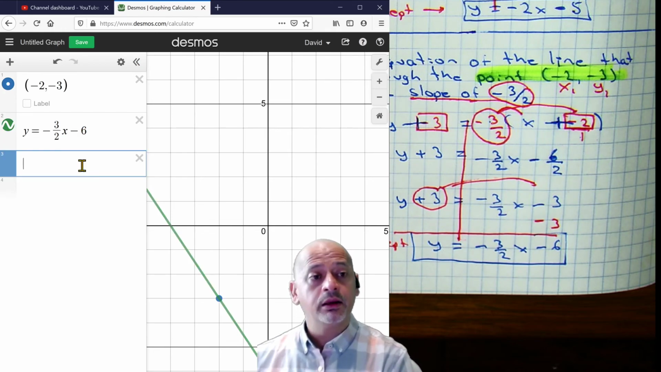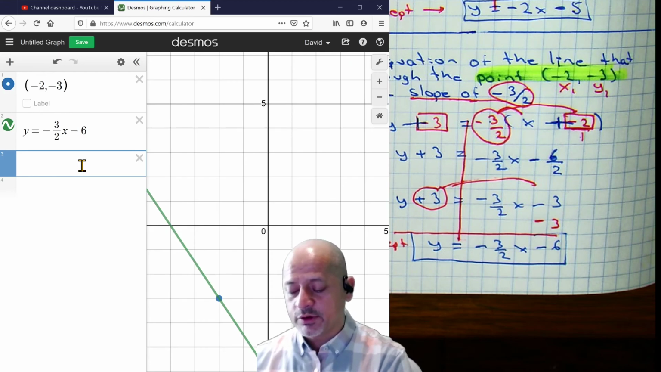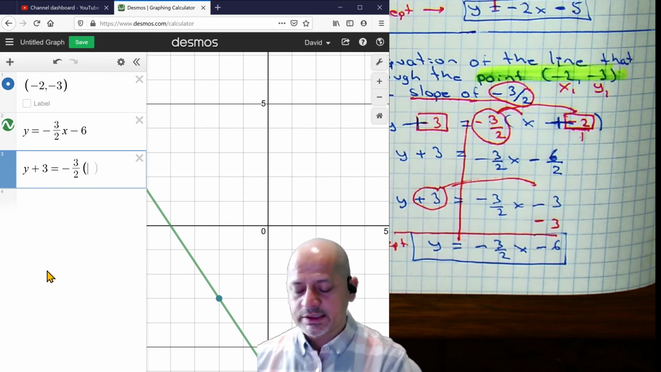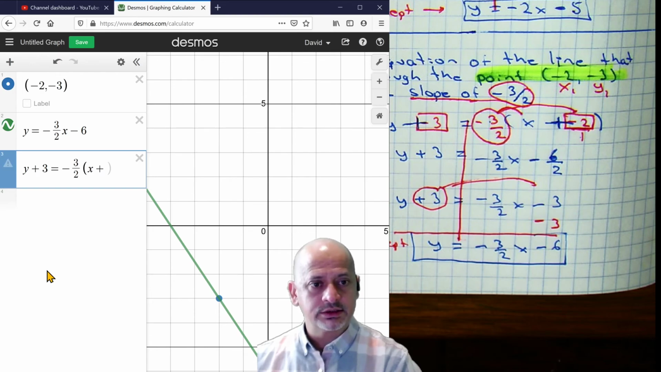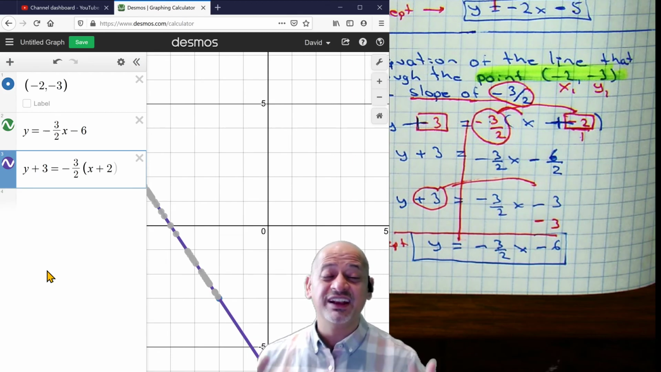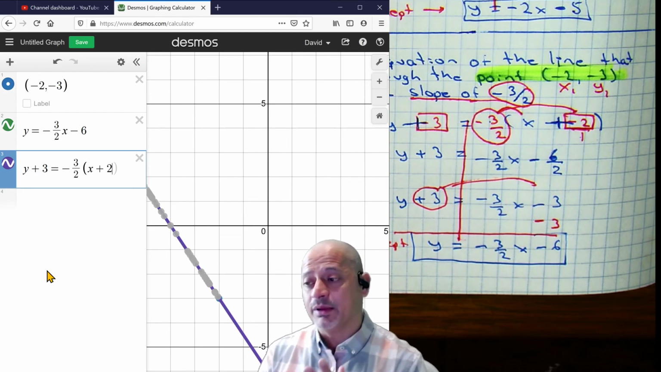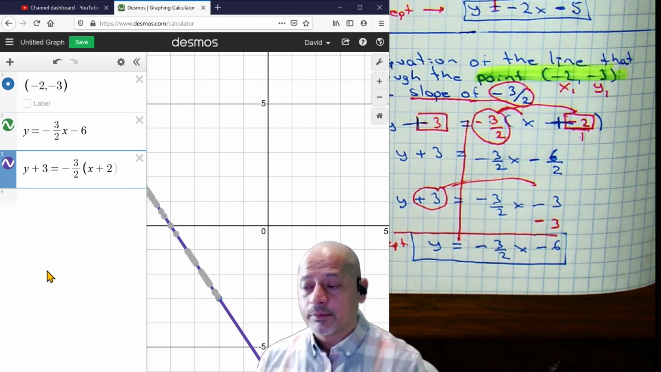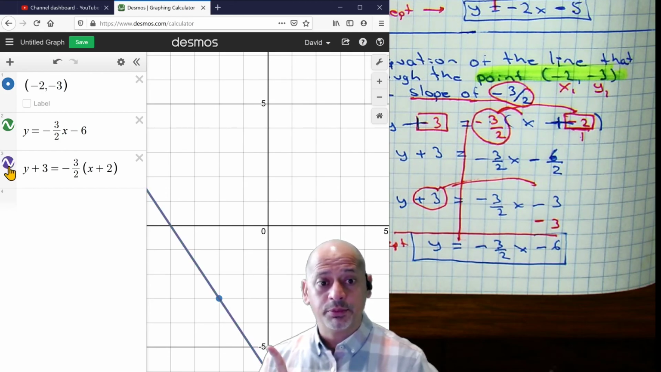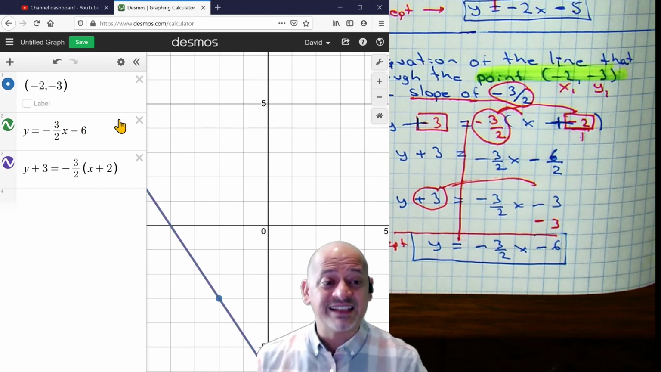And now I'm going to type in my point-slope form, y plus 3 equal to negative 3 over 2, move to the right, then parenthesis, x plus 2. And notice that it gives you all those points that are intersected. It's actually an infinite number of points of intersection because they're the same line. That makes sense, right? And now I'm going to click out of it. And that's in purple, green, purple, green. So that means that they're exactly the same line.